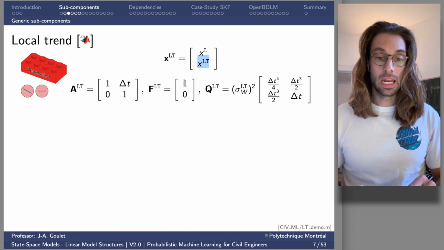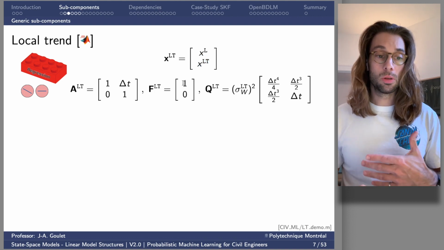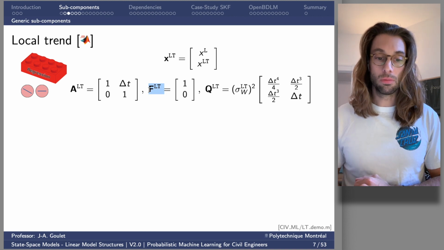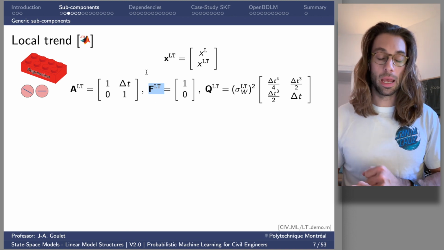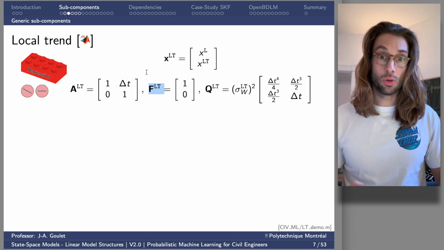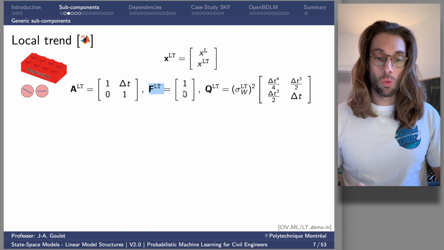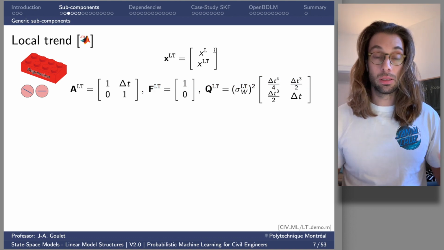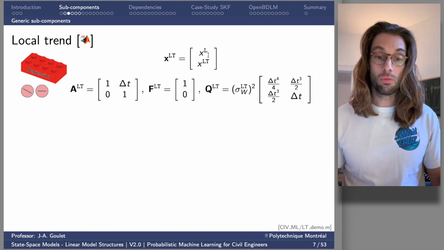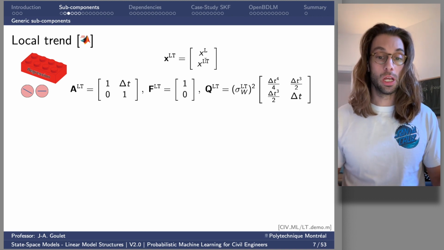Okay, in that case, for the most common part for local trend, what contributes to my observation, as controlled by my observation matrix, is 1 and 0. So it's going to be 1 times XL, because typically we don't observe the speed, we only observe the position over time, and we need to infer both the position and the speed.